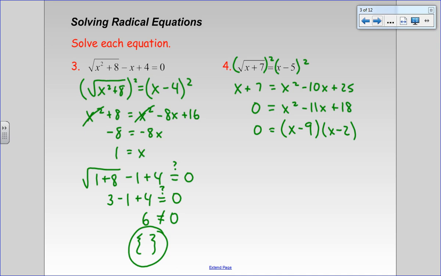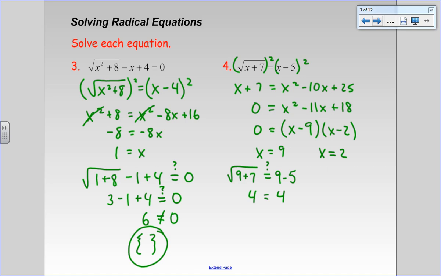And then setting each factor equal to 0 gives us 2 solutions for the quadratic equation, x equals 9 and x equals 2. However, these solutions of the quadratic equation might not be solutions of the original radical equation, so we need to check them both. Substituting back in 9 in place of the variable, we have the square root of 9 plus 7. Is that equal to 9 minus 5? Well, the principal square root of 16 is 4, and 9 minus 5 is also 4. So the solution of 9 is valid in the original radical equation.